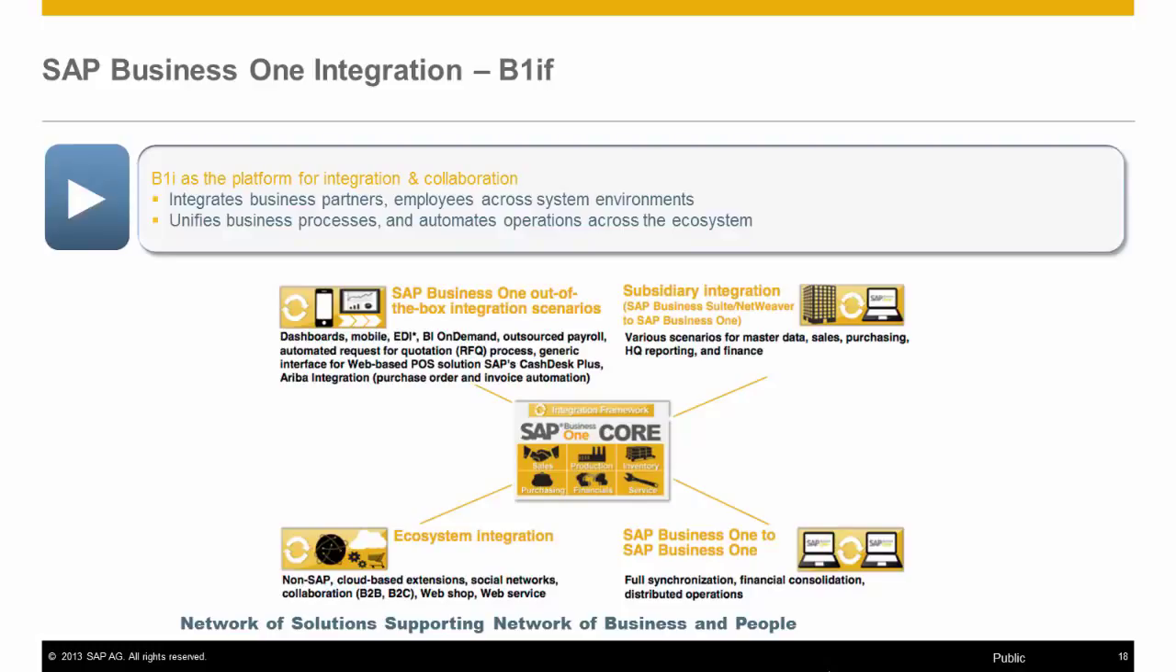The SAP Business One Integration Framework also hosts the SAP Business One Mobile Integration for devices such as phones and tablets. And the SAP Business One Integration Framework integrates at the data level and offers real-time data integration or offline data integration. The platform allows for integration and collaboration, thereby integrating business partners, employees across system environments. Also, it unifies business processes and automates operations across the ecosystem.